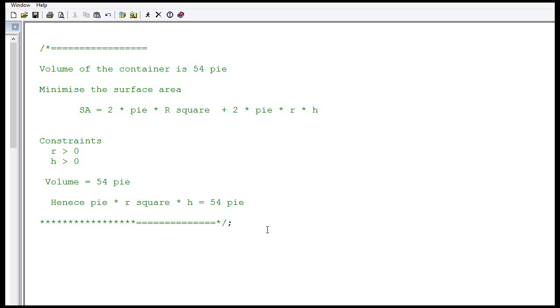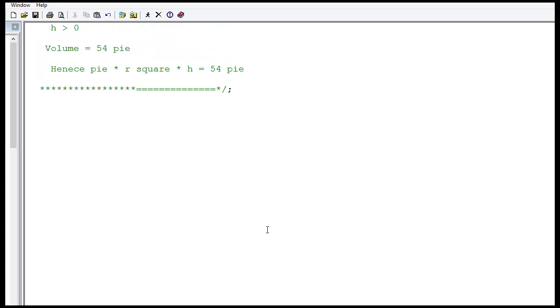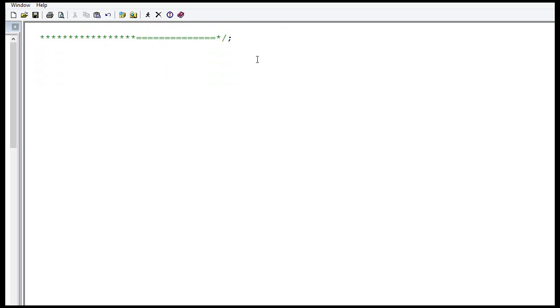We'll solve this problem by using a proc known as Proc Optmodel. So how do we do that? We'll write Proc Optmodel. Proc Optmodel is a SAS proc using which we can solve optimization problems. First, you have to define your variables. We are interested in r and h, radius and height.